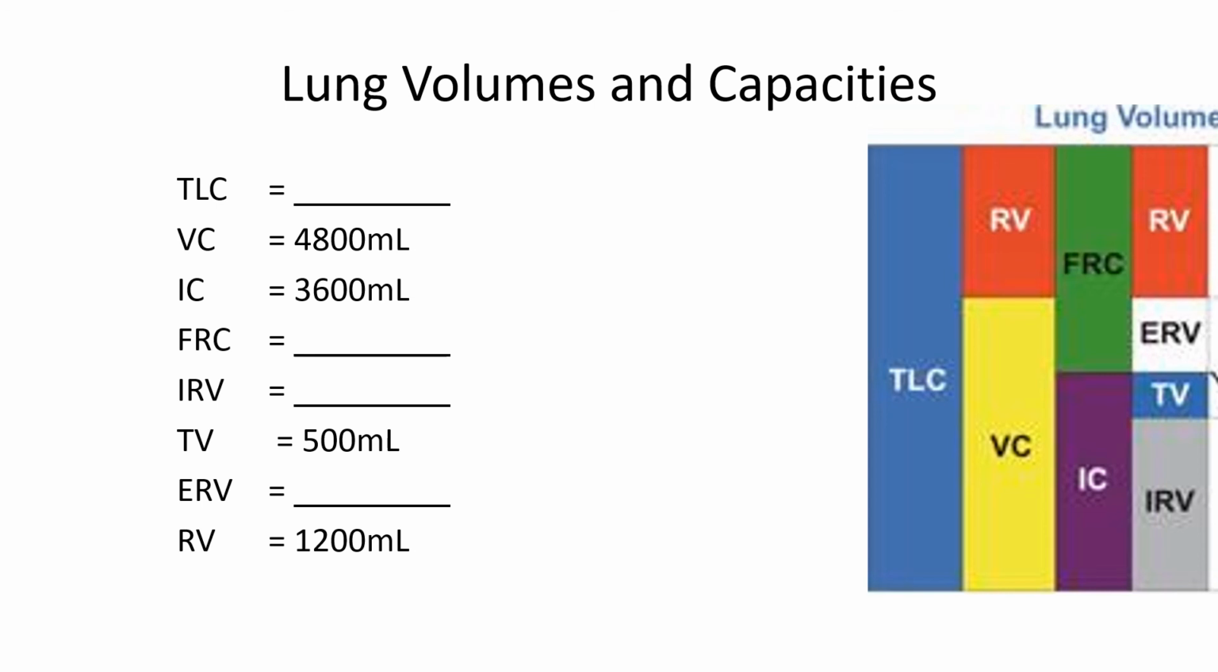So I'm just going to plug in 4800 here. Right? IC is 36. So IC is 36. And the other information they gave me, TV, tidal volume is 500. So I'll label that 500. And reserve volume is 1200.